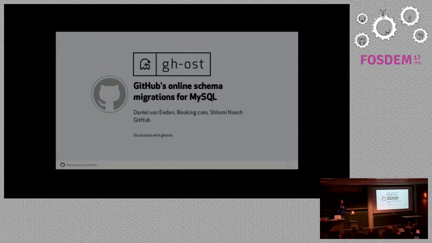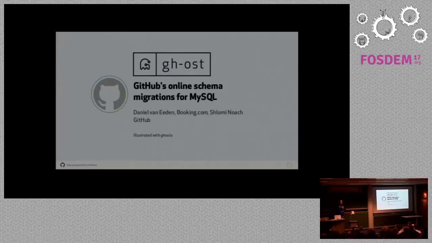So Shlomi is the main author of Ghost, but I and some of my colleagues also worked on some of the Ghost source code together with Shlomi, and we discussed ideas about Ghost. I'm working for Booking.com. What we do is we sell hotel rooms, but we also run on many MySQL servers, and we do many schema migrations like every day.